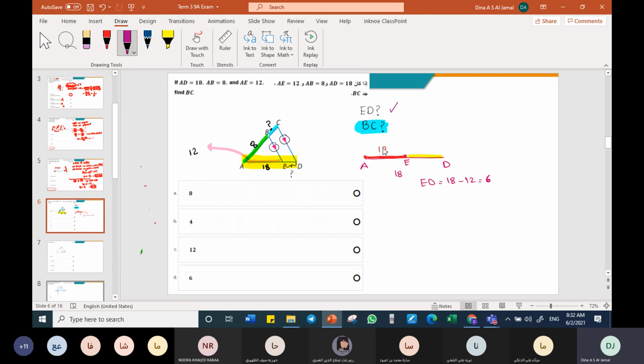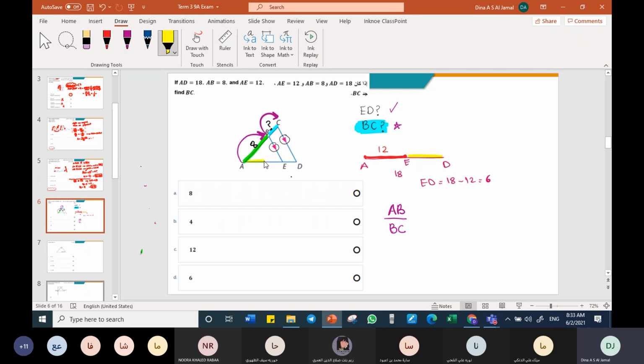Now, using the triangle proportionality, I will be solving for BC. So ED was easy. Now BC is the main question for us, which will be done using the triangle proportionality. That means I will be taking my sides proportional to each other. So let's start with the green part: AB over BC.